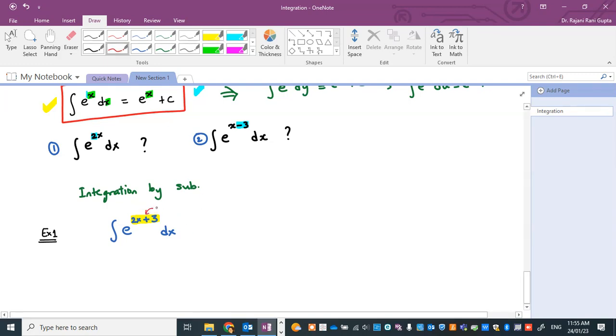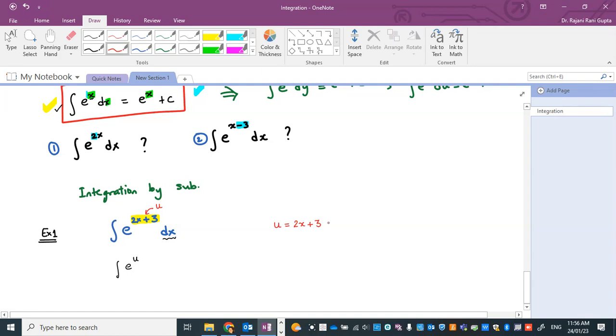For that, let's assume that this is u. So the moment we write 2x plus 3 as u, what does this integral become? It becomes e power u, correct? Now with e power u, we can use this rule. The only other requirement of this rule is that if it is e power x, you should have dx. So the next thing that we need is the value of dx in terms of du. For that, we will use this term.